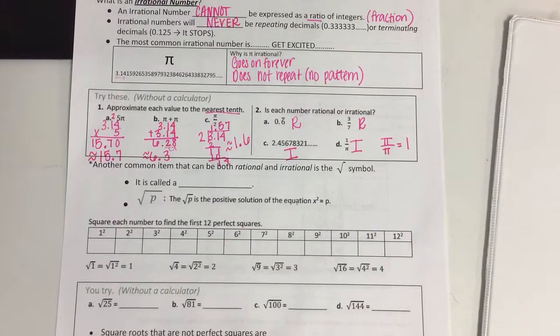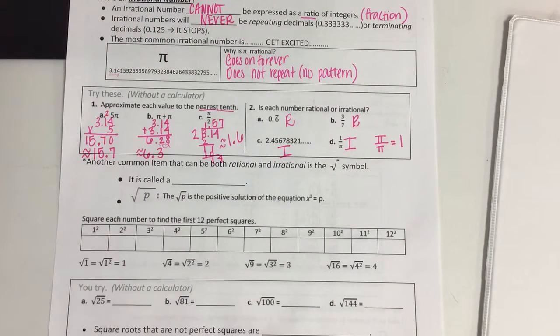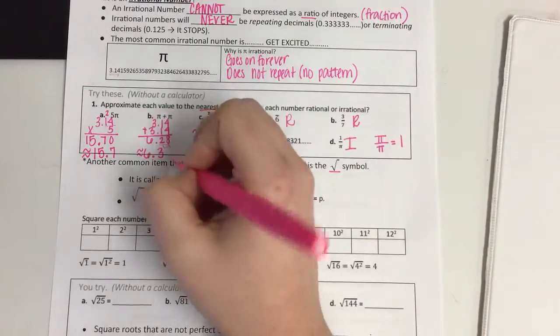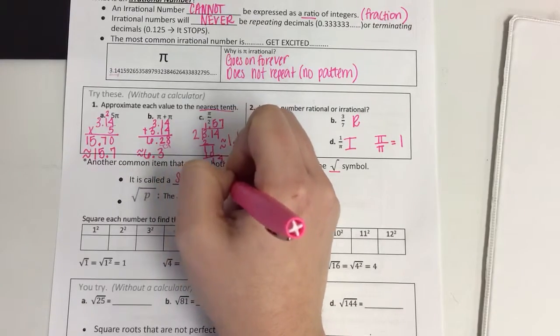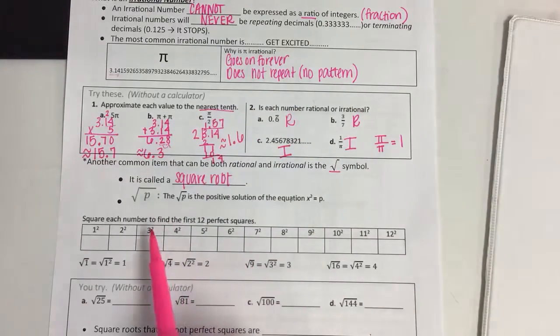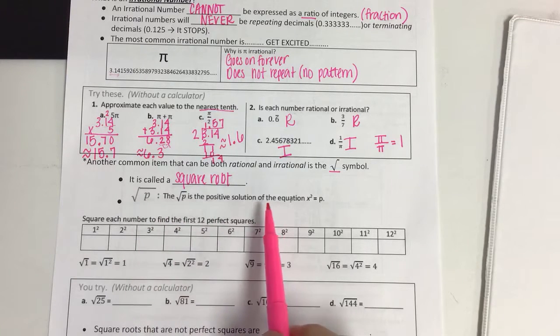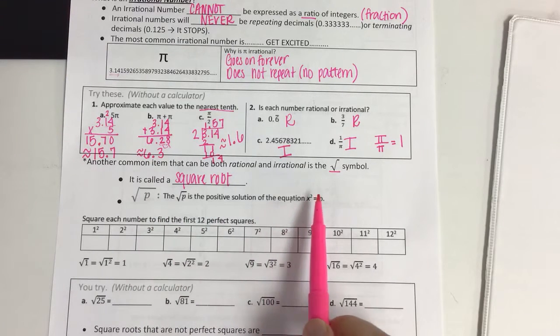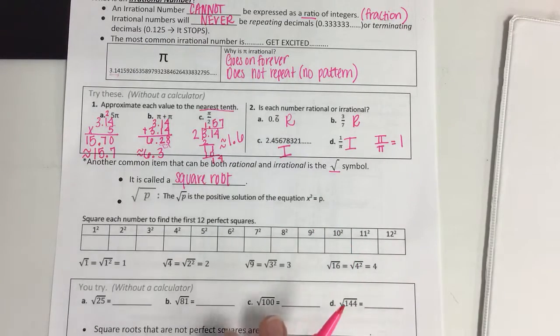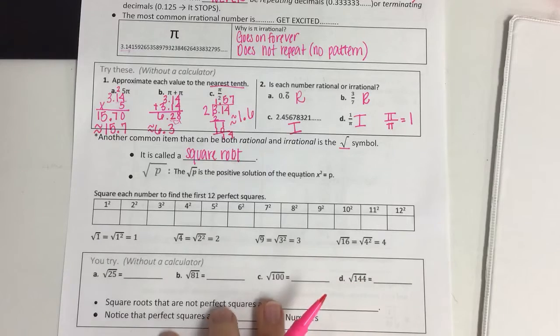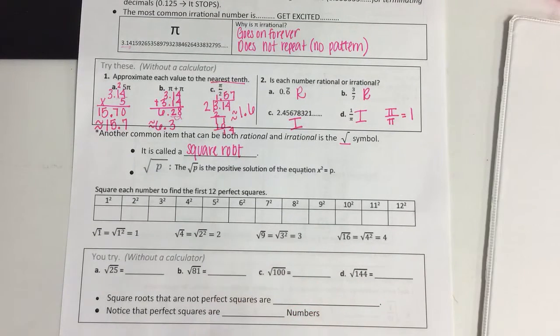Another common item that can be both rational and irrational is the square root symbol. Okay, so this symbol right here is called a square root. And here's our definition: the square root of p is the positive solution to the equation x squared equals p. Okay, so we're going to get into more details as far as what that means here in just a minute.